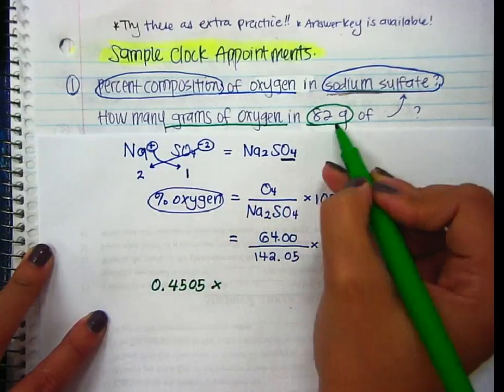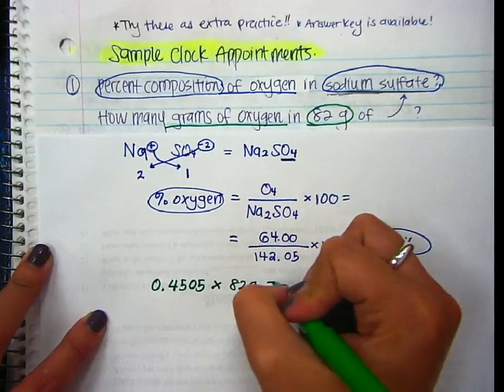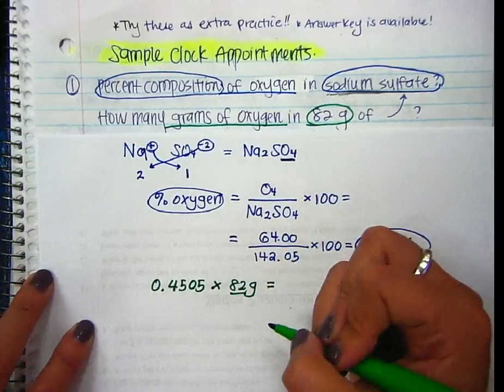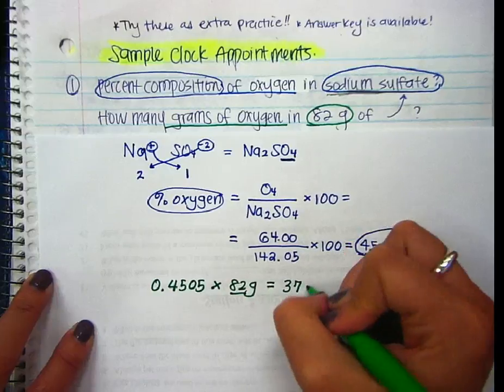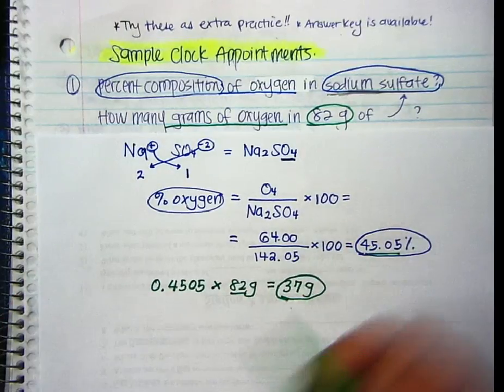And we're going to multiply that by how many grams we have in our sample, which is 82 grams. If you multiply that out with 2 significant figures here, because we have 82, it's going to come out to 37 grams. And that is the answer for the second part of our problem.